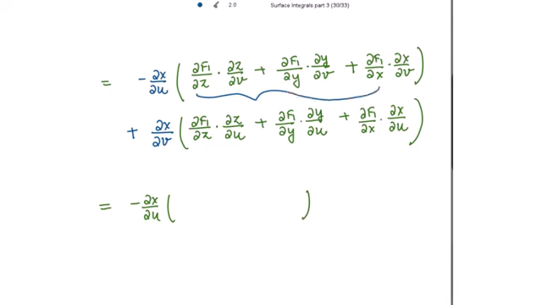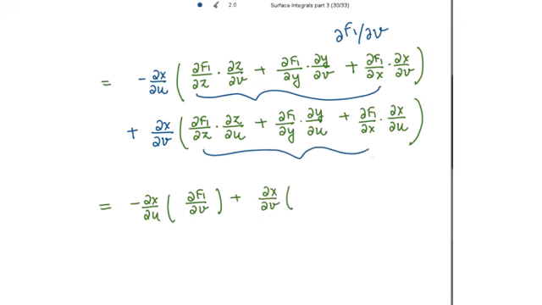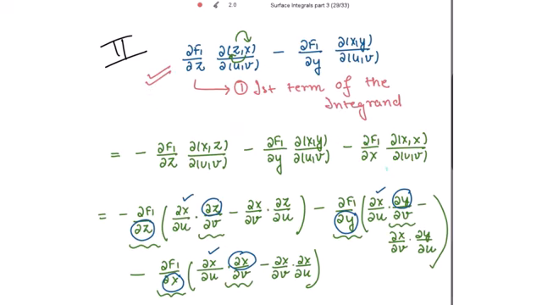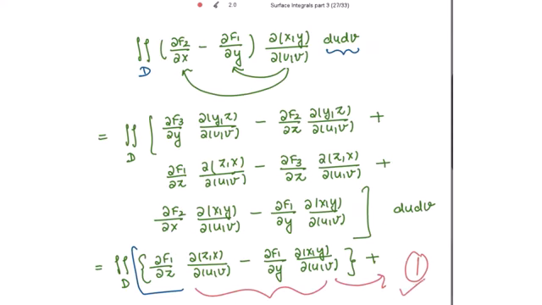And this complete is nothing but ∂f1/∂v. So this is ∂f1/∂v plus ∂x/∂v into ∂f1/∂u. Writing this term first. So this is ∂f1/∂u multiplied with ∂x/∂v minus ∂f1/∂v multiplied with ∂x/∂u. Marking this as 2. So this is the solution of the first term of the integrand. This is the solution for the first term of the integrand. We have calculated this first term.